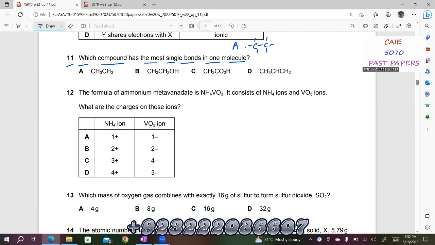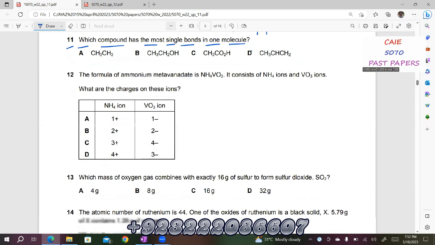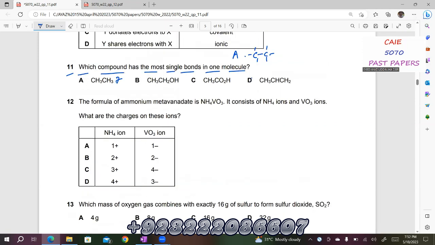So if you'll count the single covalent bonds here, we have 1, 2, 3, 4, 5, 6, 7. So you have 7 bonds here. So I will write 7 here.